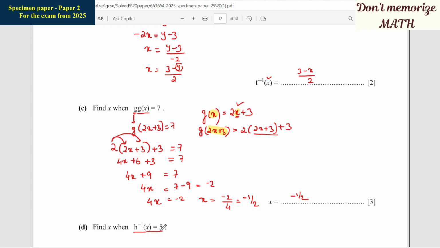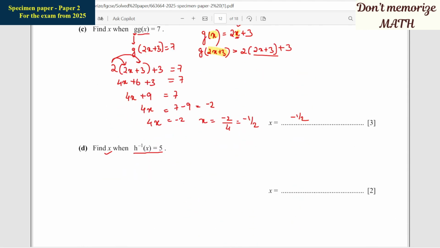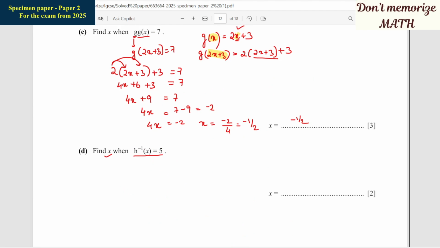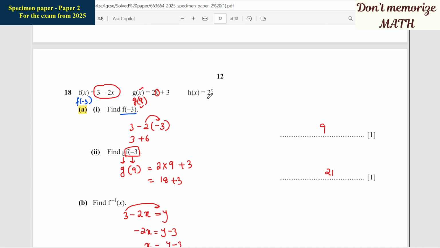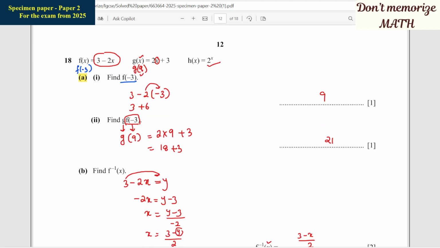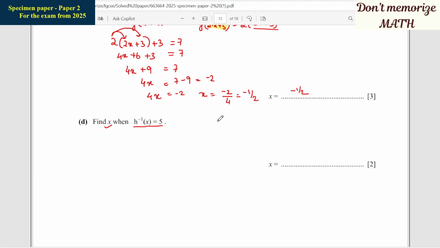h inverse of x is equal to 5. So find x. If you have this type of question for inverse, don't find the inverse of h. When you find the inverse of this, you have to use logarithms and all. You don't have logarithms now, you will be studying it later. So I will show you how we do it. h of x is 2 raised to x, right? Here, as we move numbers, 9 we move to the right side, you get minus 9. In the same way, h inverse will move to the right side, it will become h. Just think like that.